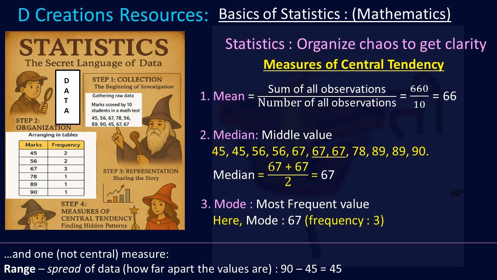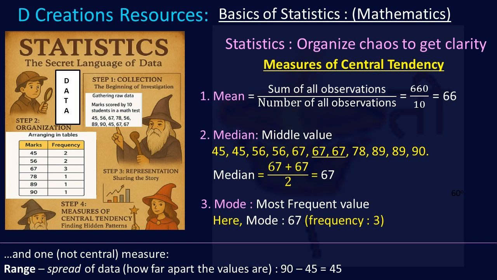I hope you have added them up yourselves. Otherwise, pause this video, add them up, then resume. Now you have to divide it by the number of observations, which is 10. So total is 660 divided by 10. So the average is 66. This is the mean.